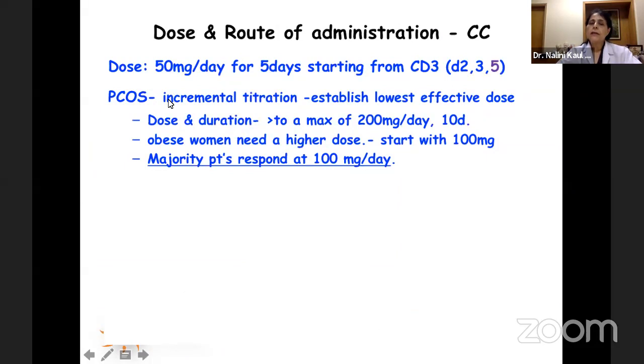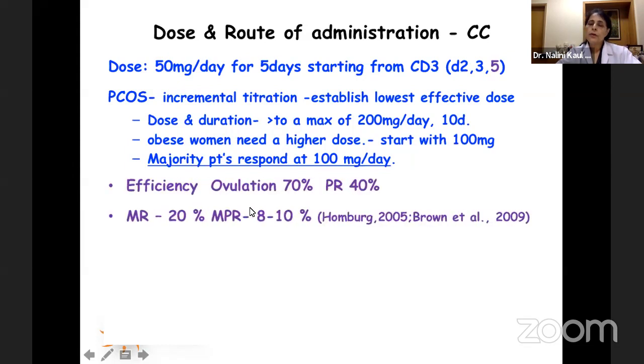Now, you generally start with a dose of 50 milligrams per day, and you can go higher, especially if it's an obese woman. Better to start with 100. Majority of people respond with 100, but you can increment the dose. You can titrate the dose up till you find the lowest effective dose for ovulation. People have gone on to a maximum of 200 milligrams per day for 5 days or even up to 10 days. Now, the ovulation rates are good, 70%, but the pregnancy rates are much lower. You have a high multiple pregnancy rate and a miscarriage rate of about 20%.